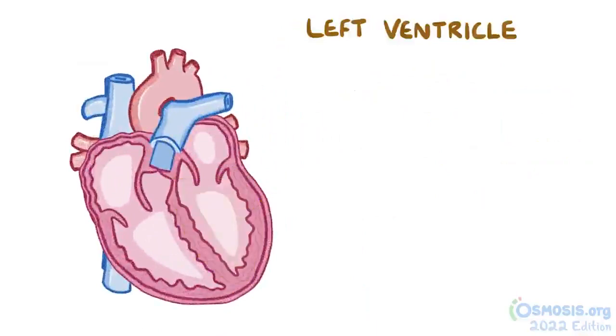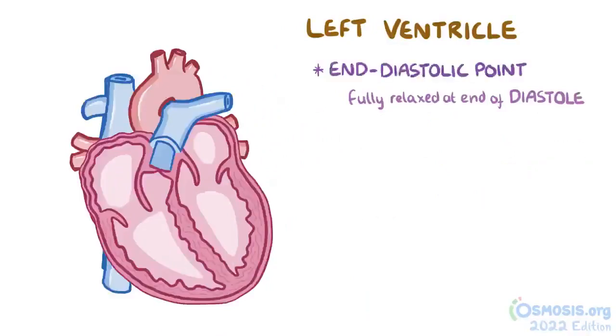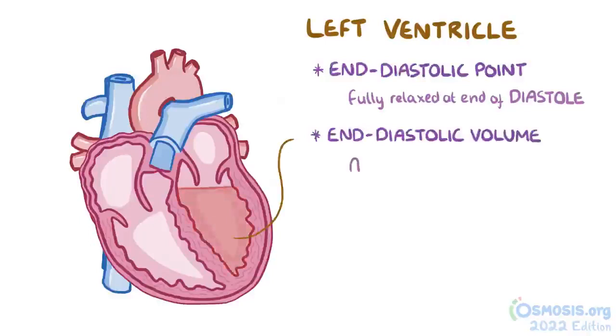There's a moment when the left ventricle is fully relaxed, and it occurs at the end of filling, or diastole, also called the end diastolic point. And the volume of blood within the left ventricle is called the end diastolic volume, and it's about 120 milliliters.